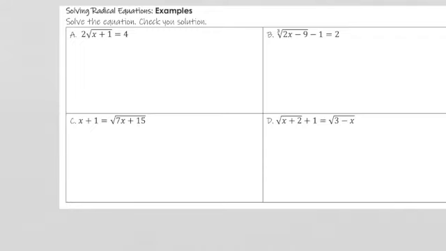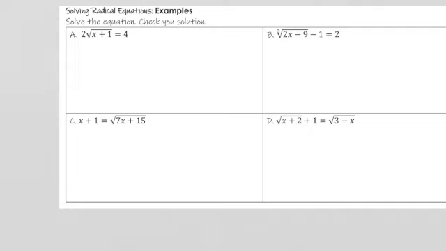So this is solving radical equations. Now we have an equation, has an equal sign there, and inside of it we have a square root or a cube root, some kind of root, and we've got to solve for x. So that's going to involve at some point getting rid of the root.